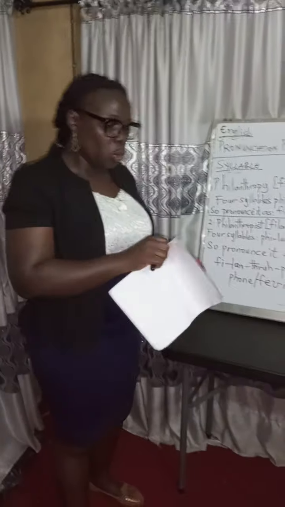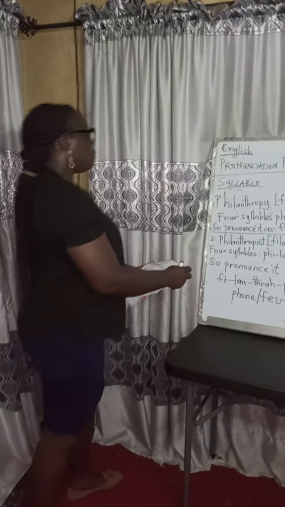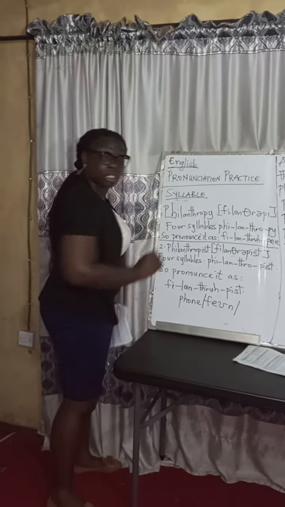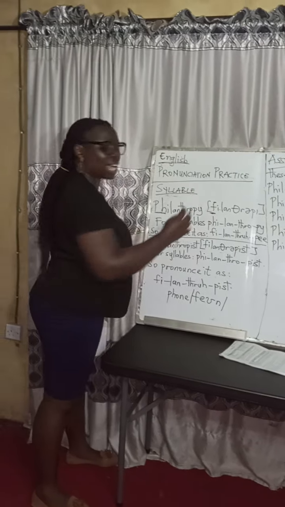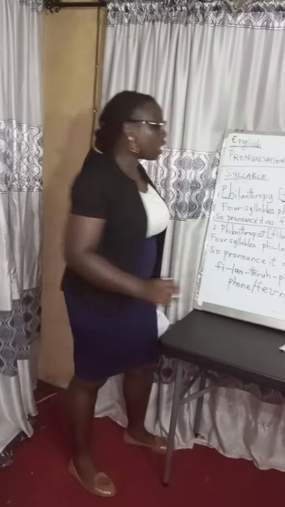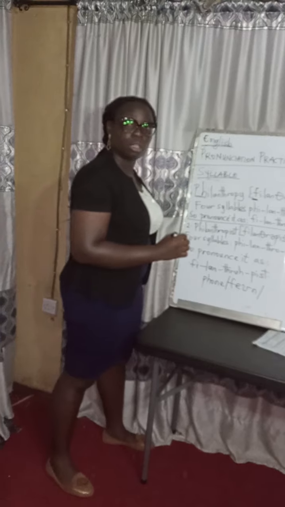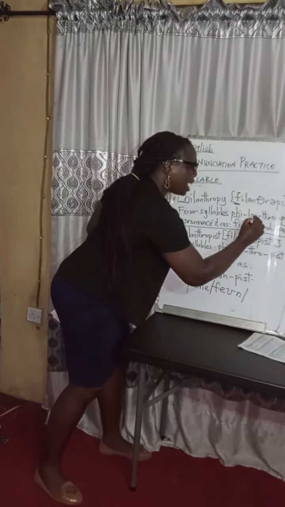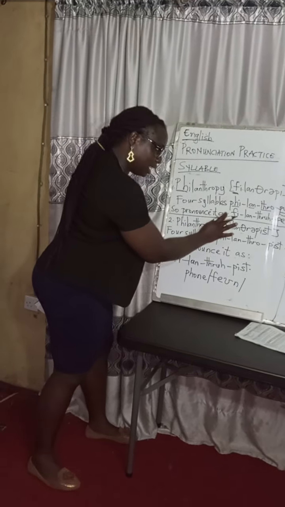Now, we are going to learn how to pronounce our difficult word, philanthropy. Philanthropy begins with PH, and this letter PH sounds like F. So you're not going to be saying p-hilanthropy. You're going to be saying philanthropy. F sound, philanthropy. And philanthropy is divided into four syllables. So you pronounce it like this.